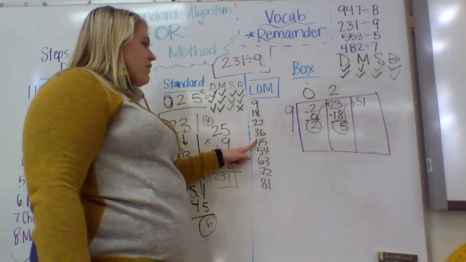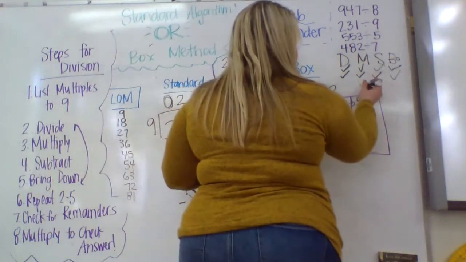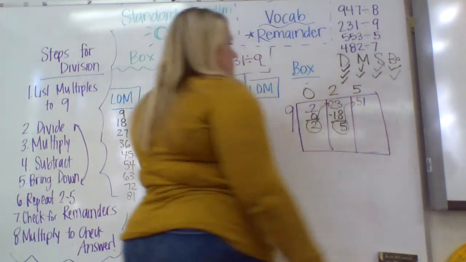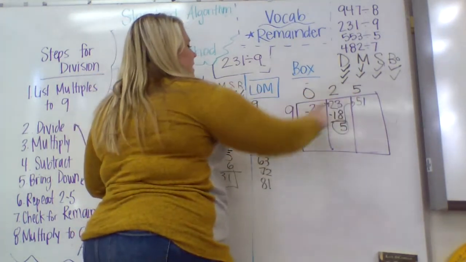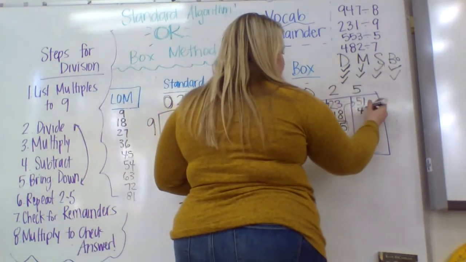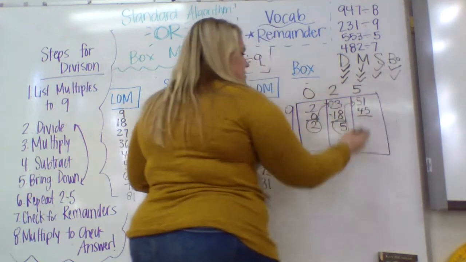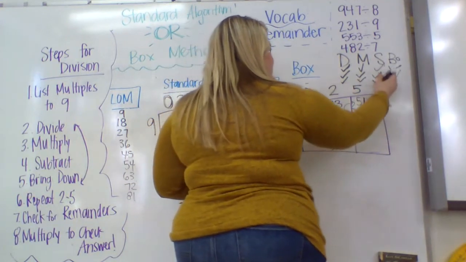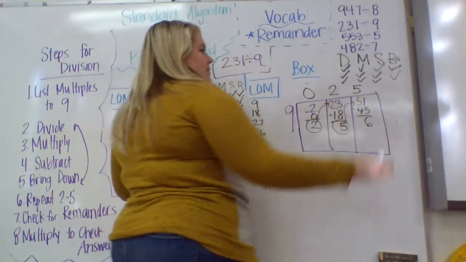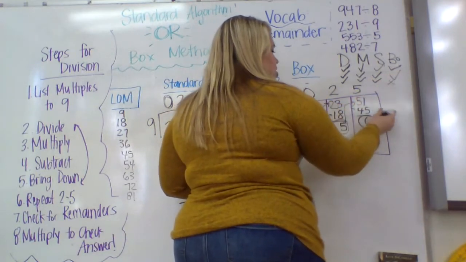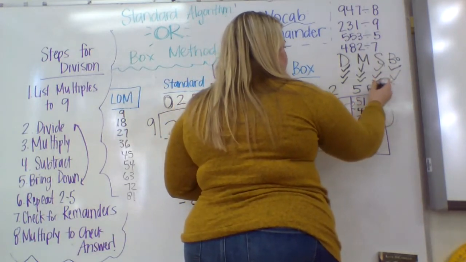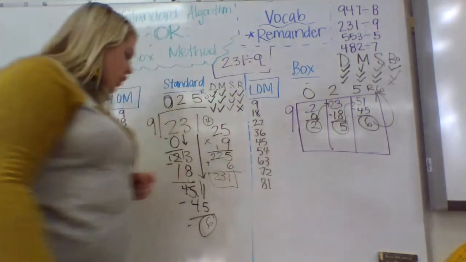So I've got 45, and that is 5 times. So I've divided. Now I'm going to multiply. 5 times 9 is 45. When I subtract that, I get 6. I have nothing left to bring over, which tells me to bring that up to be a remainder.